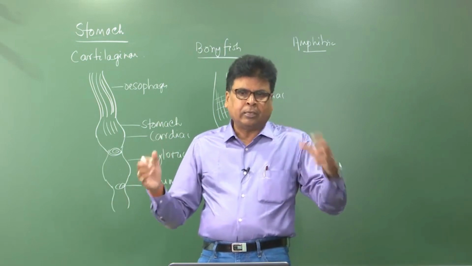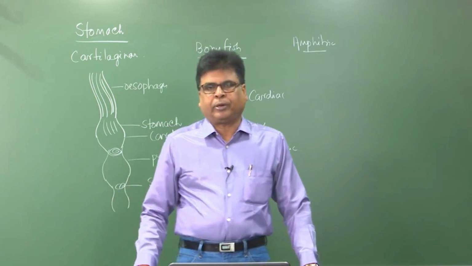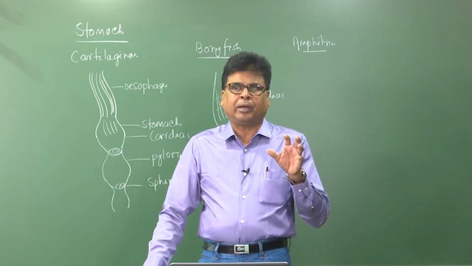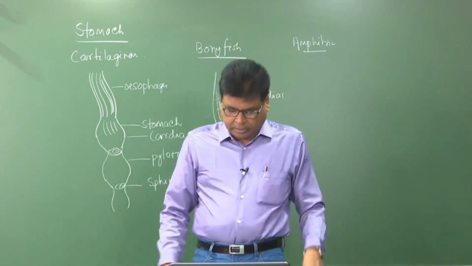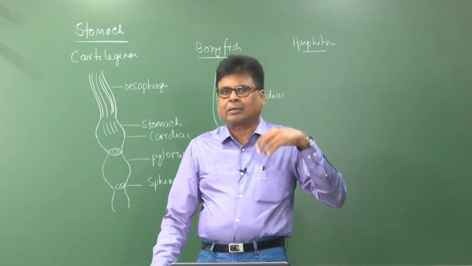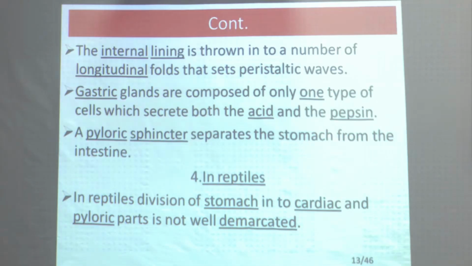The first one is the what? The cardiac part, and the second one is the pyloric part. In case of amphibia, the pyloric part of the stomach is shorter and narrower in comparison to the what? Cardiac part. Again, the internal lining of this stomach is thrown into a number of longitudinal folds that set the peristaltic waves. Okay. Gastric glands, in case of the stomach, the wall is again what?